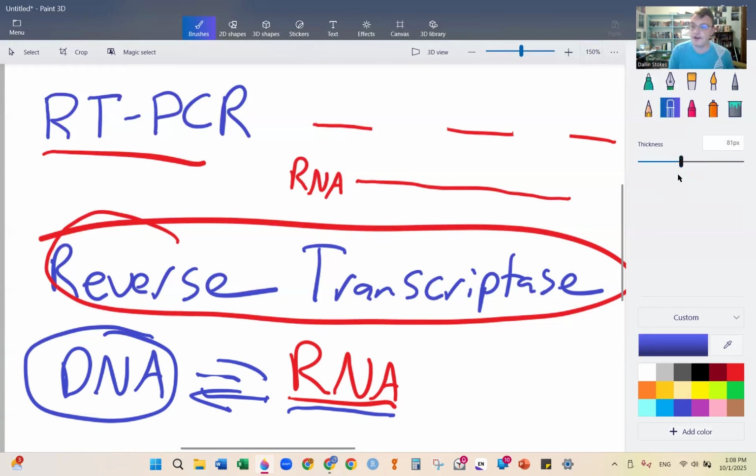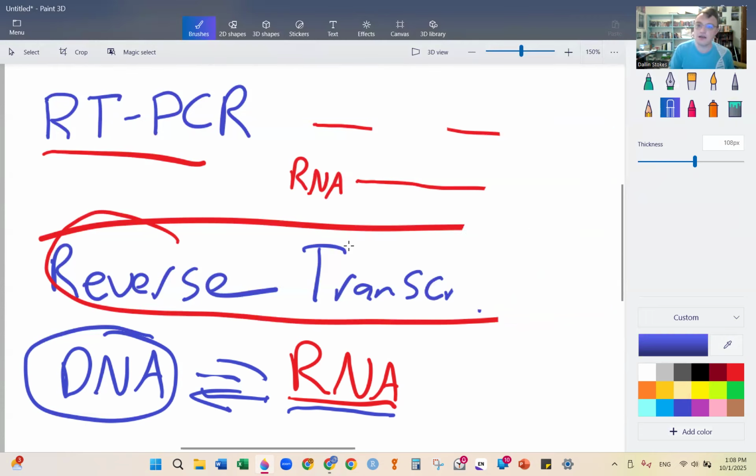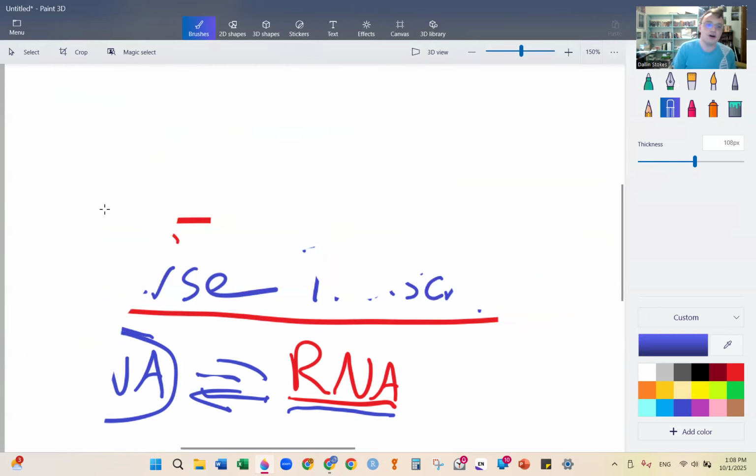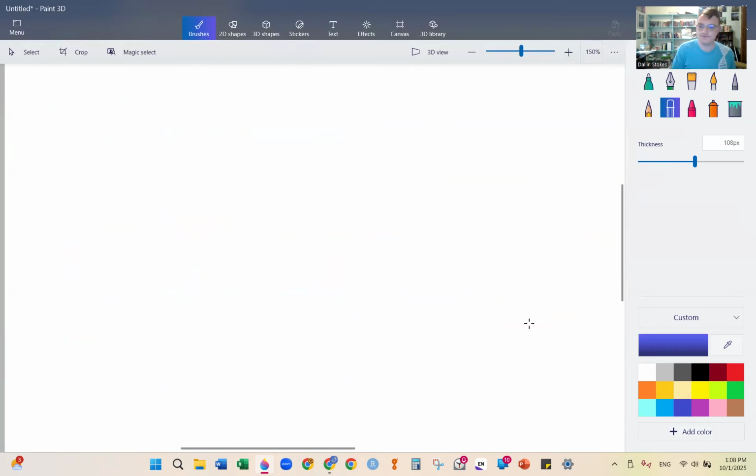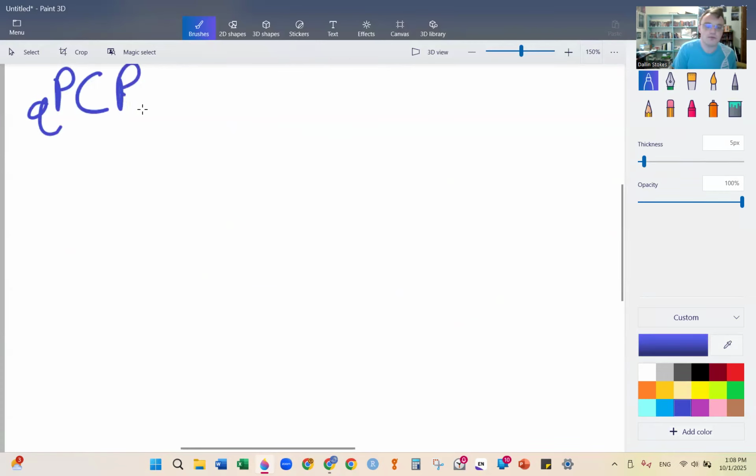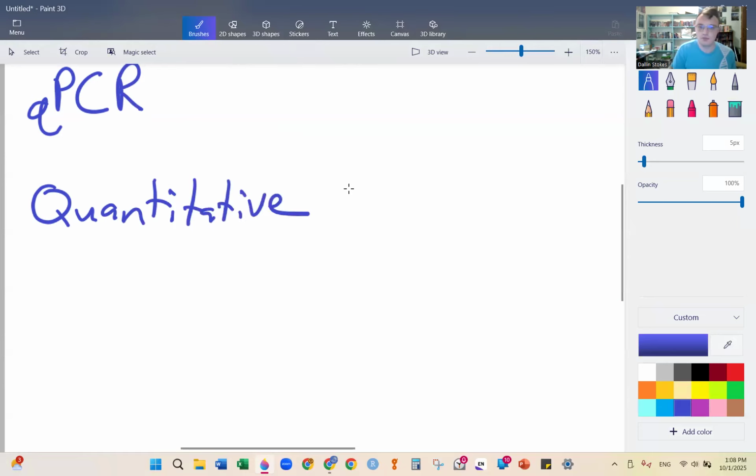Okay, the other variation that we talk about this week is called qPCR. And qPCR stands for quantitative PCR.